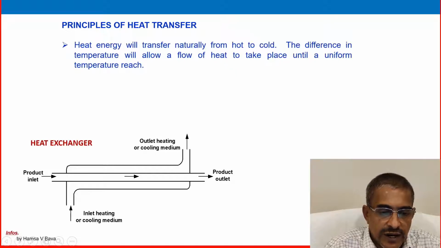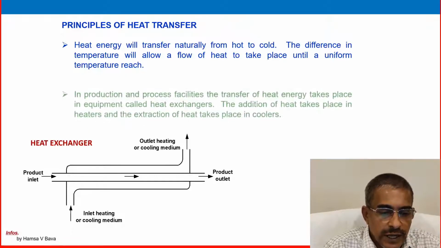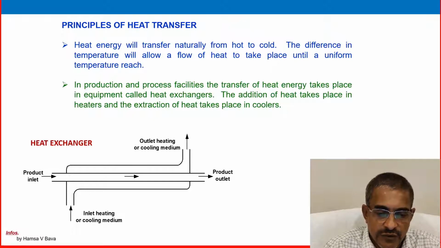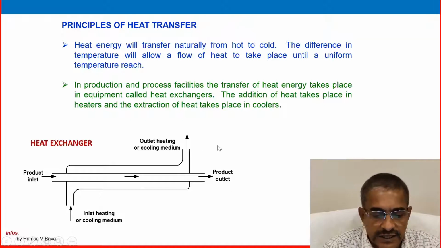Heat energy will transfer naturally from hot to cold. The difference in temperature will allow a flow of heat to take place until a uniform temperature is reached. In production and process facilities, the transfer of heat energy takes place in equipment called a heat exchanger. This is a simple picture of a heat exchanger. Two media, hot and cold, enter from one side and exit from the other side. The addition of heat takes place in heaters and extraction of heat takes place in coolers.